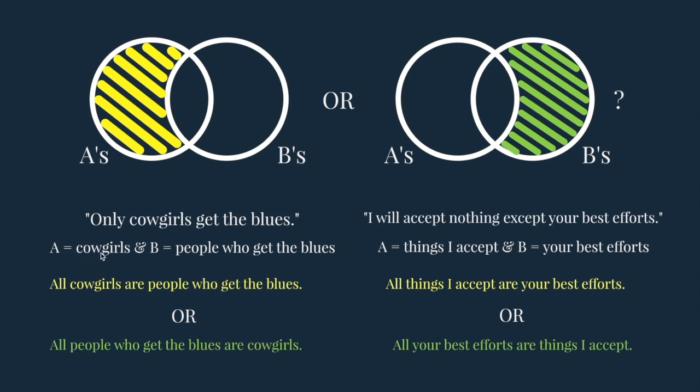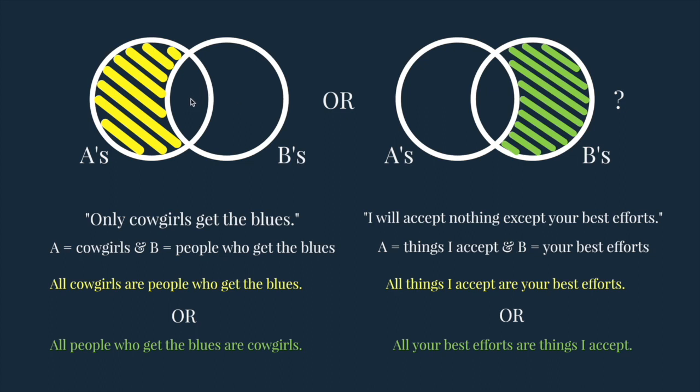Well, I'll set one of the categories as my A and one of them as my B. Let's make cowgirls the A category, and people who get the blues, that's the B category. And the question here is, am I saying all A's are B's, or am I saying all B's are A's? Well, let's try to make sense of this. When I say only cowgirls get the blues, if A is the cowgirls, then this Venn diagram seems to be suggesting that everyone who's a cowgirl is somebody who gets the blues. All the cowgirls get the blues.